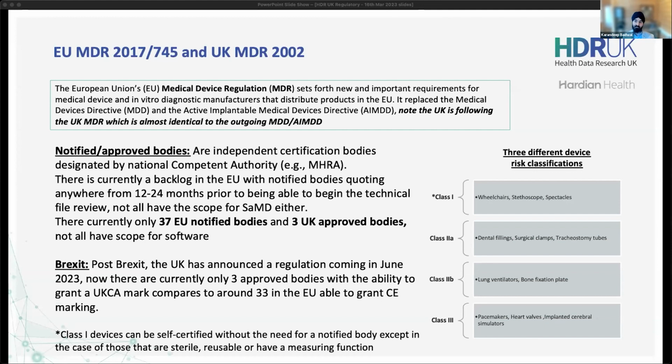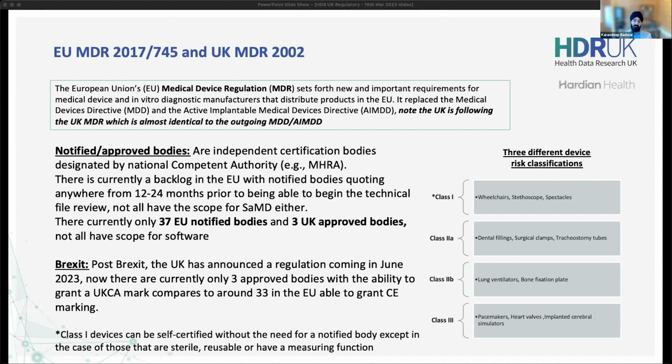Now, if your software device is going to be used for more than 30 days, of course, you're going to be a class 2B. So you're basically up against lung ventilators, bone fixation plates, etc. And then in some circumstances, depending on your claims, intended use, and what you do with the software, you might even be up there with pacemakers, things like stents, the very, very high-risk devices. So it's very important to do that.